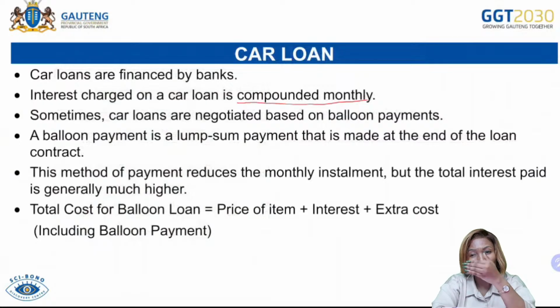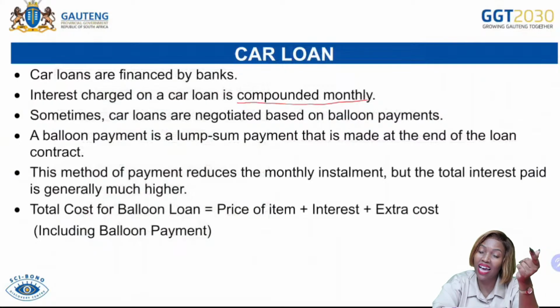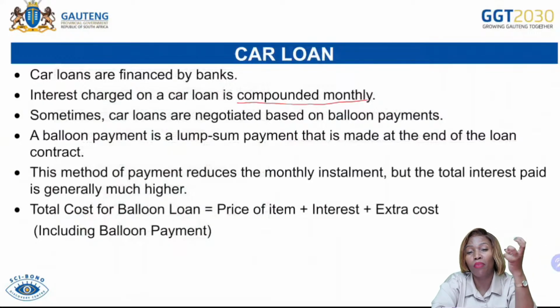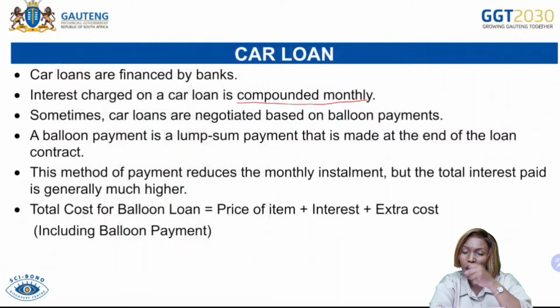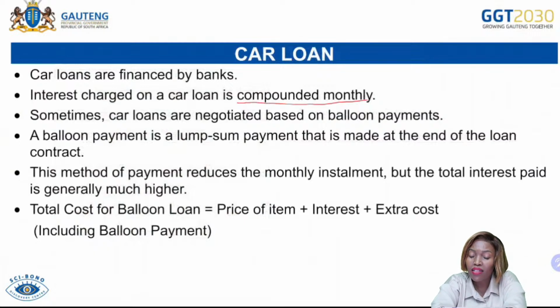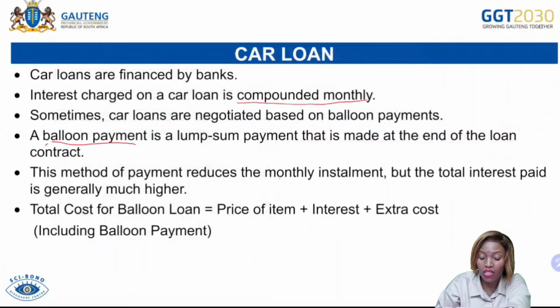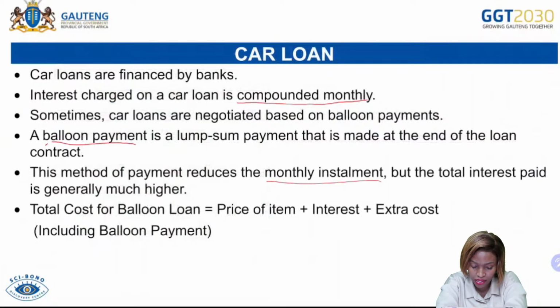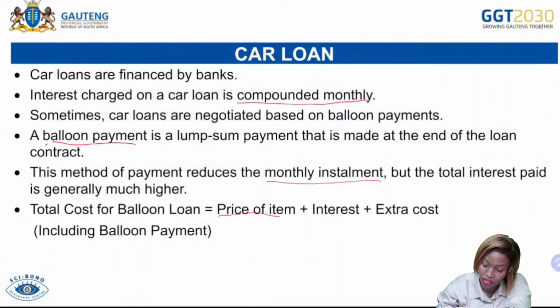So in the meantime, you will pay smaller installments, but you find that at the end of the loan period, there's 100,000 rand that you must pay as a lump sum. That lump sum, we call it a balloon payment. This method of payment reduces the monthly installment. Like I explained, most people that opt for a balloon payment are the people that are struggling with the monthly installment. The total cost for balloon payment is the price of the item plus interest plus the extra costs, which are included. It's actually the total cost of the loan.